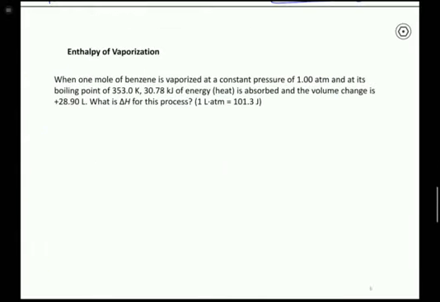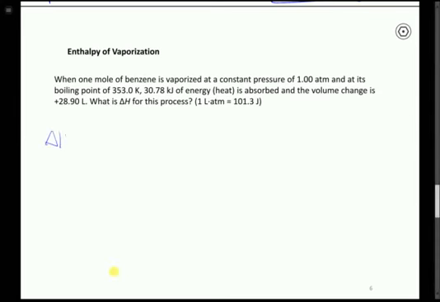Alright, we have another problem dealing with enthalpy of vaporization. So we have 1 mole of benzene vaporized at a constant pressure of 1 atmosphere and at the boiling point of 353 Kelvin. 30.78 kilojoules of energy is absorbed and the volume change is plus 28.9 liters. What is delta H for this process? Now this question seems complicated. We're giving you a lot of information: pressure, the temperature, how much energy is absorbed, volume change. But really what we're asking you here is, do you understand the definition of enthalpy?